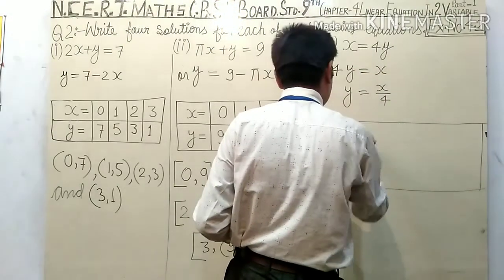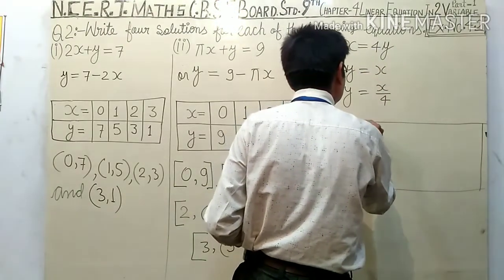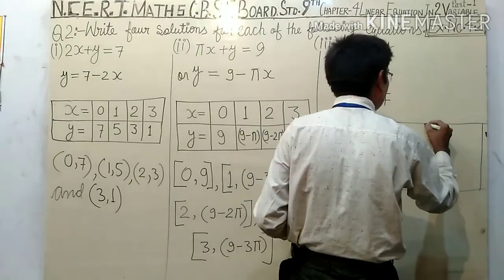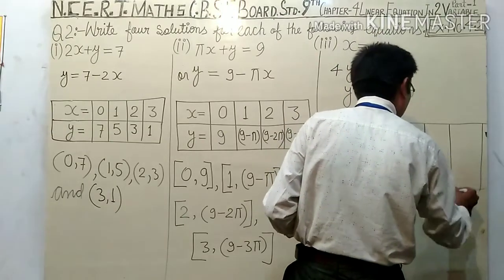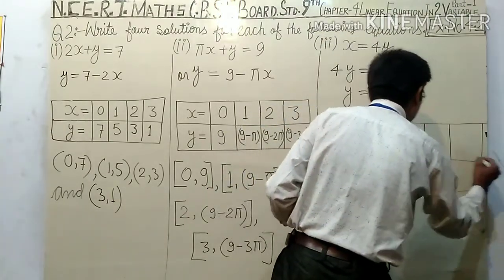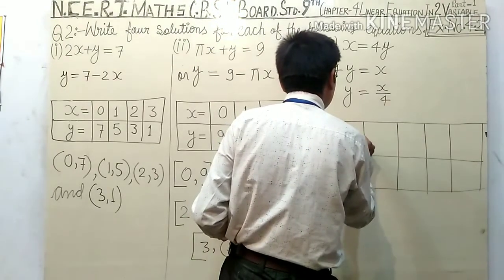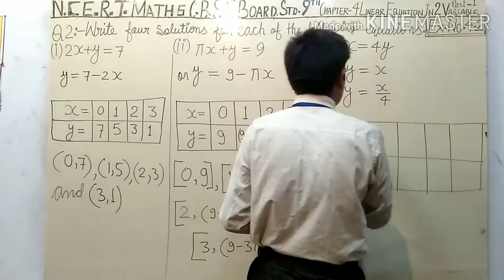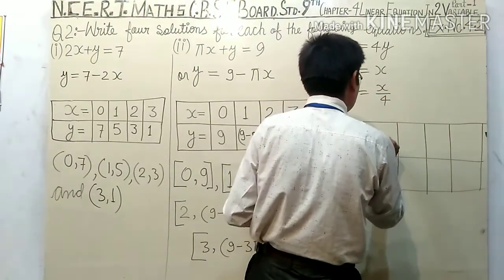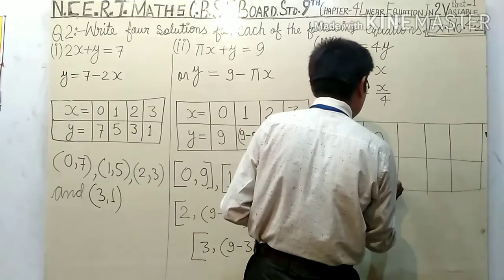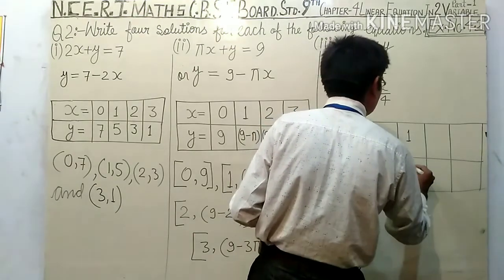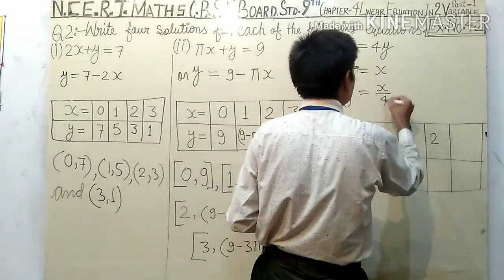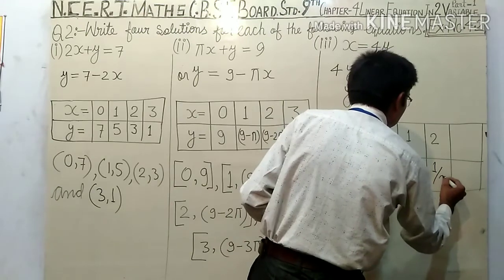By drawing the table of value of x and value of y, you will write here x equal, and here you will write y equal. So by putting value of x starting with 0, you will get 0. 1, 1 by 4. 2, 2 by 4, which is 1 by 2. 3, 3 by 4.